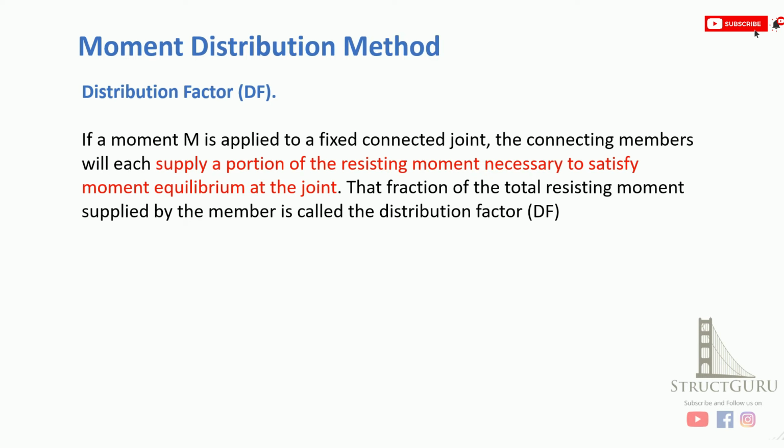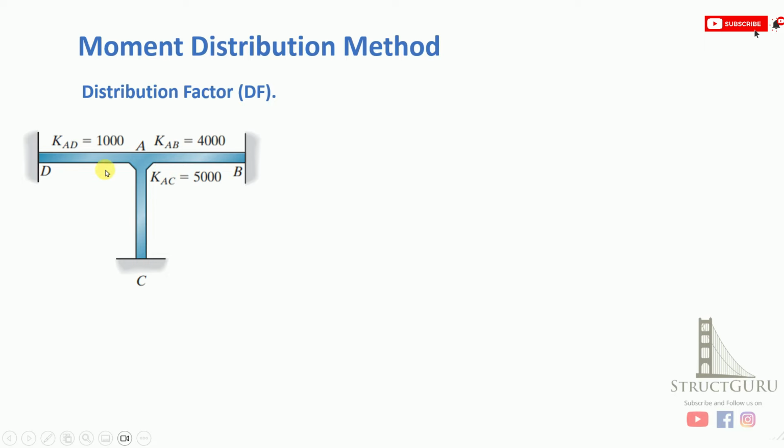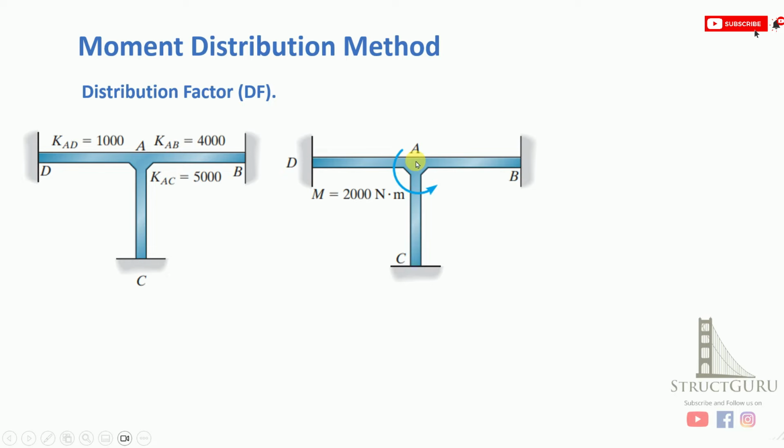Once you compute the member stiffness, you need to compute the distribution factor. The distribution factor means how much portion of the resisting moment needs to be distributed to the adjacent members. It is computed based on the stiffness of a particular member with respect to the total stiffness of all the members connected to a particular joint. For example, you can see that 3 members are connected at a joint, and each member has a different stiffness value. If a moment of 2000 Newton meter anticlockwise acts at joint A, the question is how much moment will each member support?